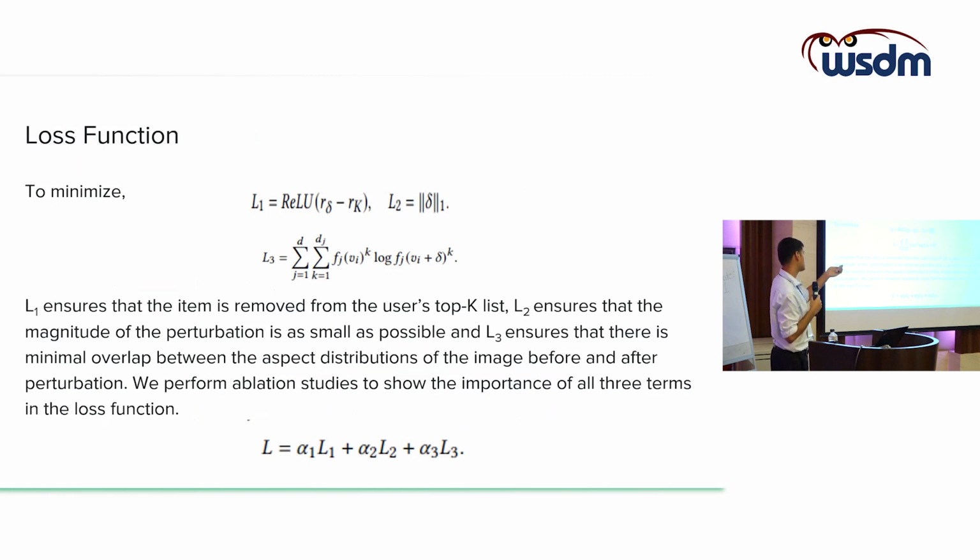So first is the perturbation itself. Obviously, I can have a perturbation which makes my image completely black and will obviously be removed from my top K recommended list. I don't want that. Another is I want to remove it from my top K list, so I'm minimizing ReLU of R delta minus RK. And my third is just minimizing the overlap between my initial image and my final image features.